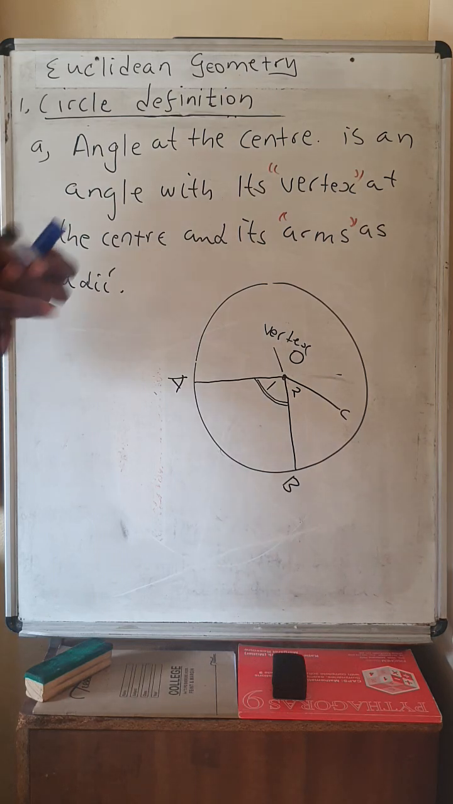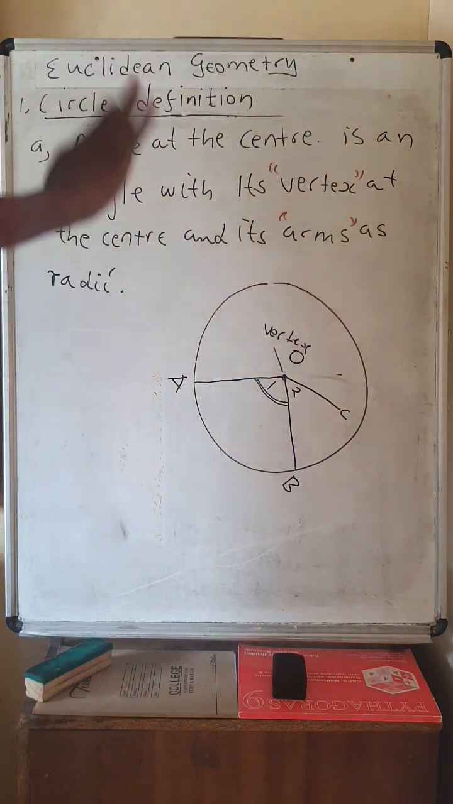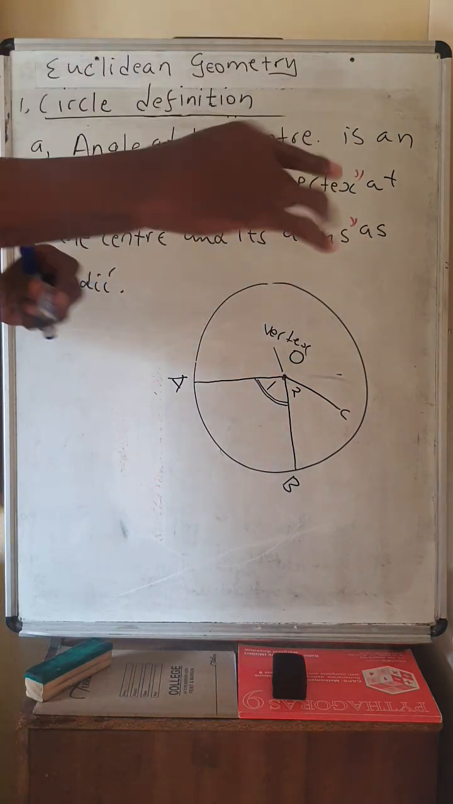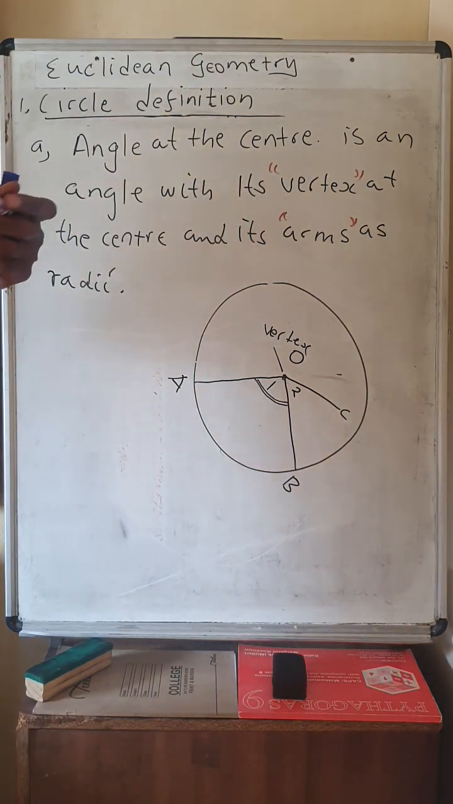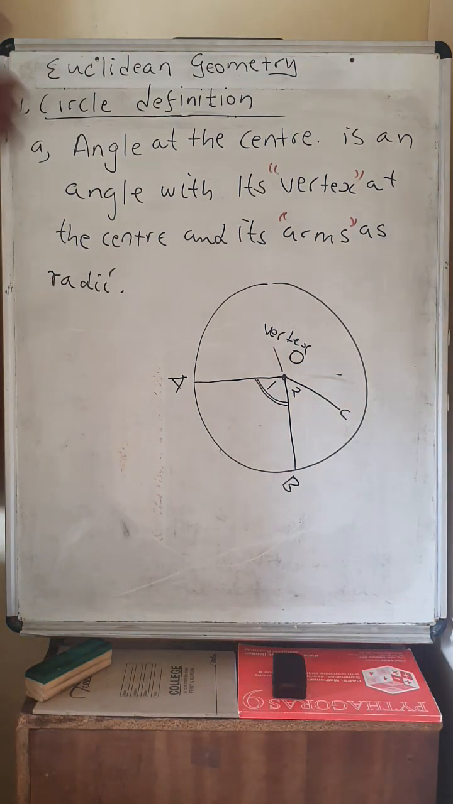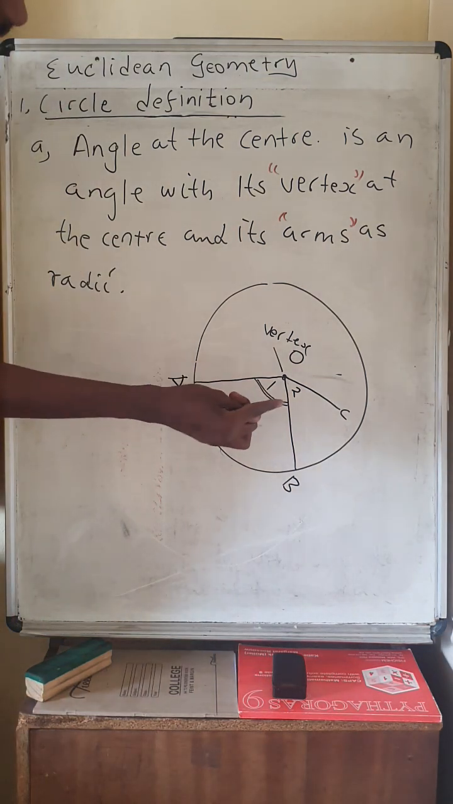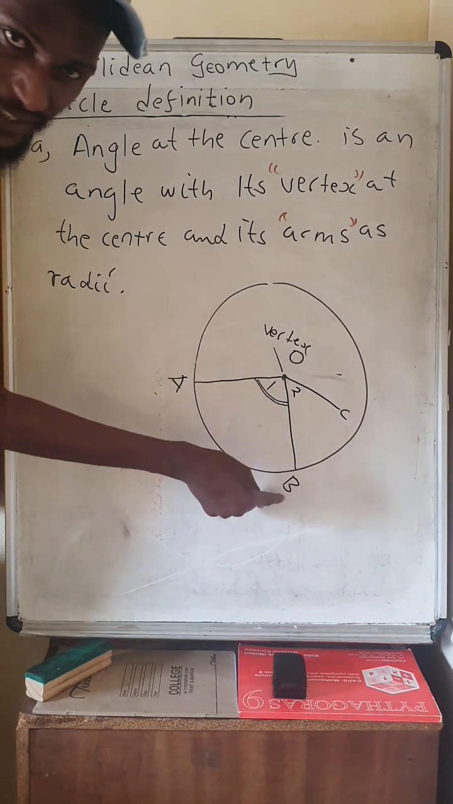But is this condition enough for us to say yes, the angle is at the center? No, it is not enough. We must go to condition number 2. The first condition is met, that is the starting point. But are the arms of that particular angle radii? Is each arm a radius? Let us look at the arms now. The arms of angle O1 are OA and OB.